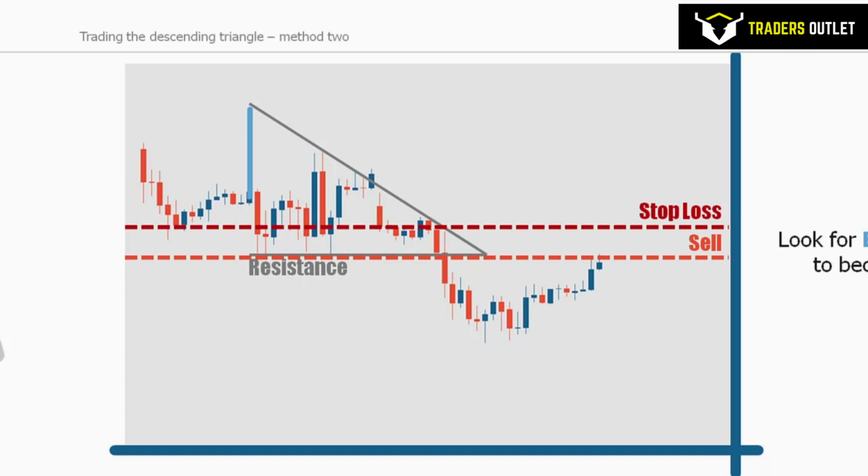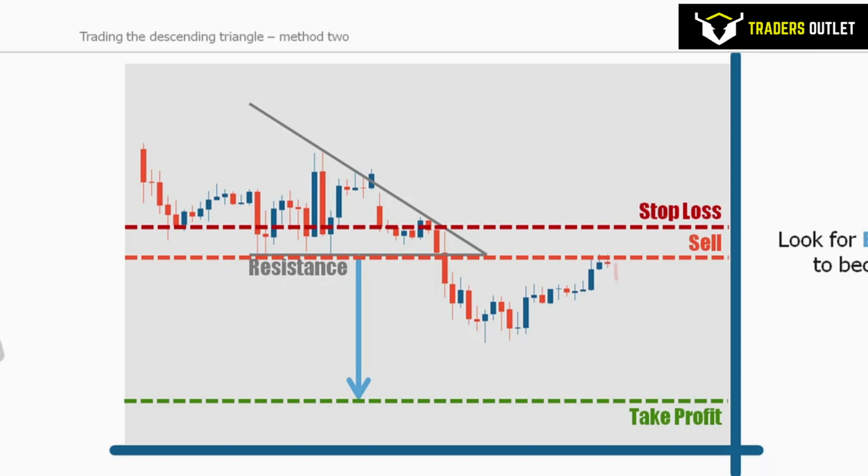The profit objective is calculated in exactly the same way as the first method, by measuring the height of the back of the triangle and extending this measurement from the breakout point where price broke the lower trend line.